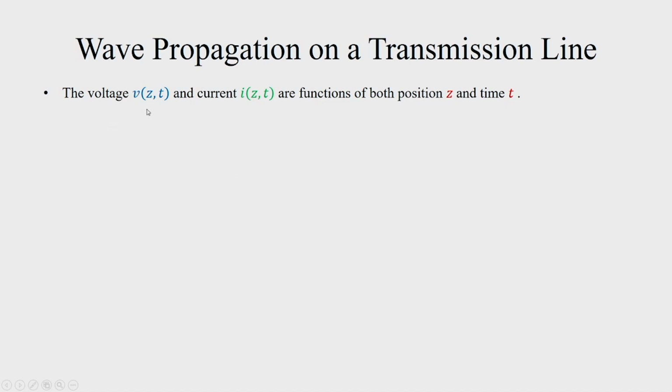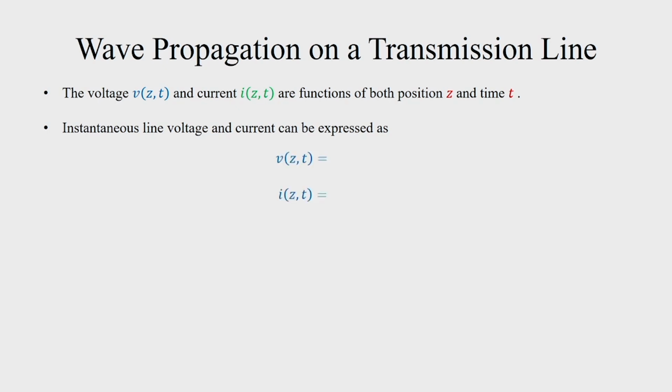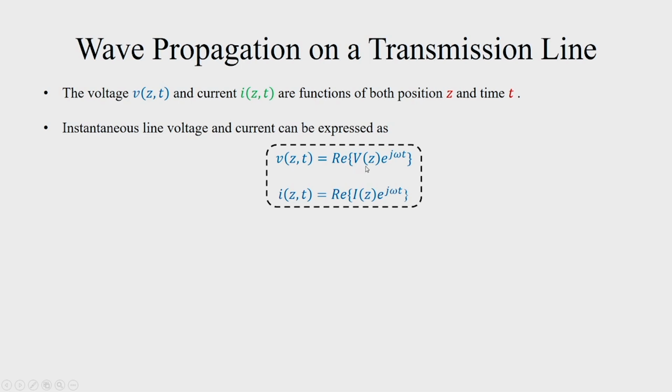The voltage V and I, which are functions of distance z and time t, can be expressed in terms of phasors. The instantaneous line voltage and current can be expressed as V(z,t) equal to the real part of a voltage phasor, which is a function of position z, multiplied by e to the power j omega t. Similarly, I(z,t) is the real part of a current phasor I(z) multiplied by e to the power j omega t.